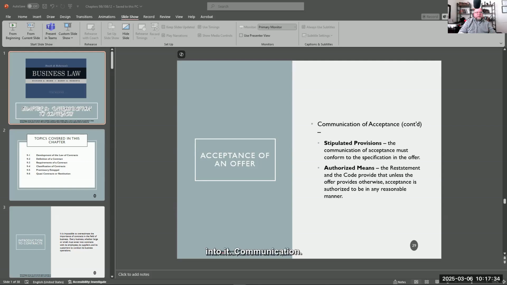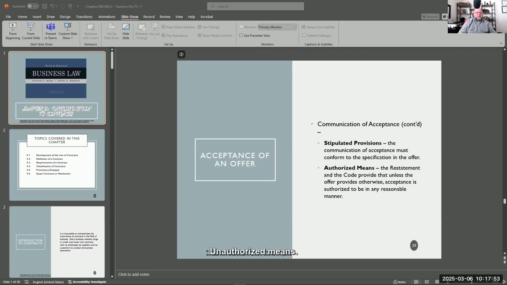Those are provisions that can be added into it. Communication of acceptance must conform to any specification in the offer. The offer could say that you can only respond by phone, by email, or those types of terms. You can only respond in person. So that would be where there's a stipulation saying how the acceptance can happen.